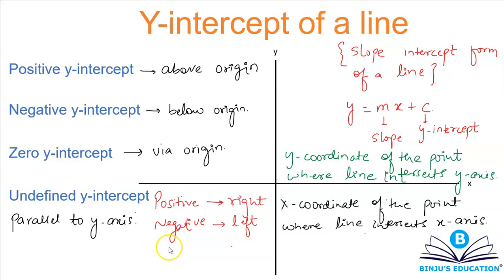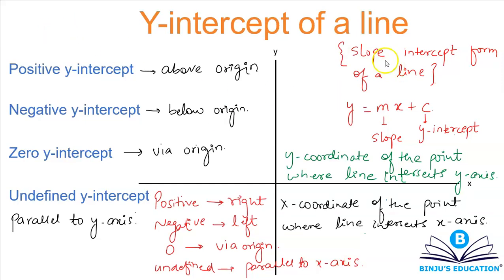If you want the x-intercept to be 0, the line should pass through the origin. And if you want it to be undefined, then the line is supposed to be parallel to the x-axis. Exactly the same thing again.